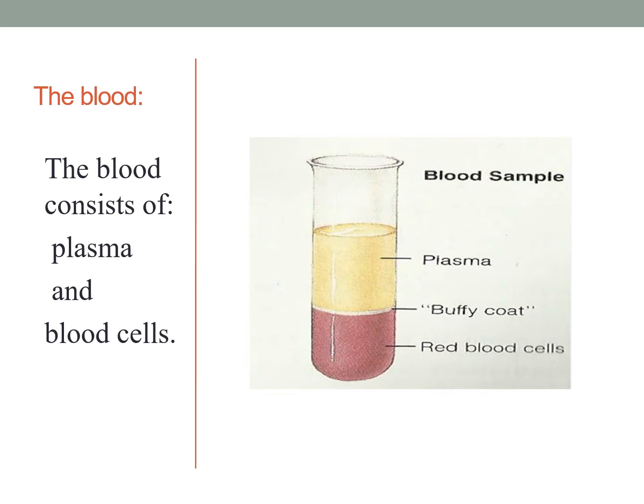What is the composition of the blood? The blood consists of the plasma and the blood cells. What is the plasma and what are the blood cells?